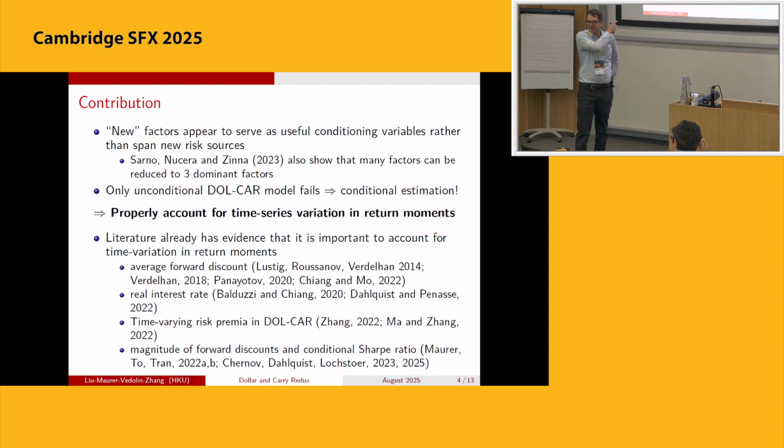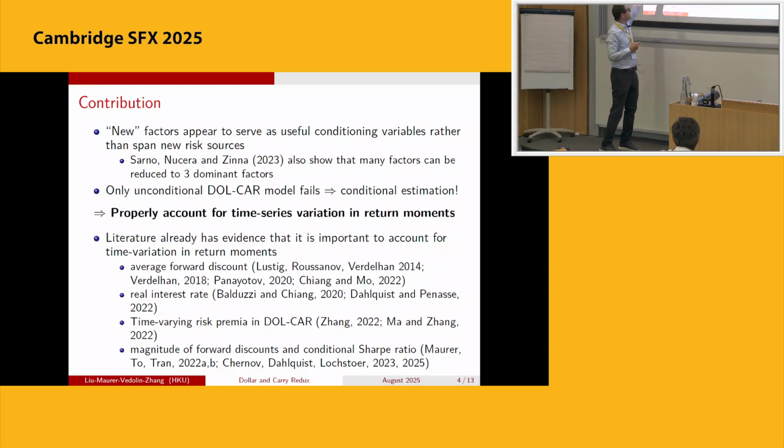It's actually the contrary. If you think about these other characteristics, they should just be reinterpreted in another way than what the literature thought before. So they're not really spanning a new risk space, but they're actually useful characteristics to help us understand this time variation in risk loadings. Okay, so that's the first thing.